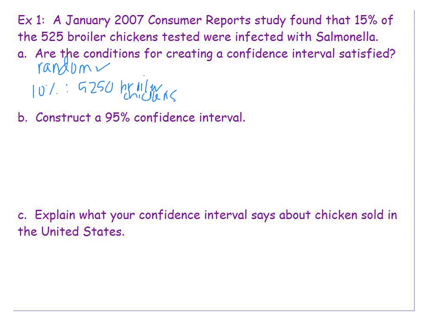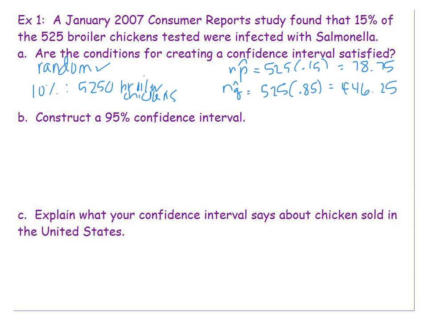What's the other piece? We got to check n p hat and n q hat. Well, 15% did have salmonella, so that's your n p hat. So 525 times 0.15, which I end up with 78.75, which is bigger than 10. n q hat would be 525 times 100 take away 15%, which is 85%, and I get 446.25. So I feel like all the conditions are met, so we're good to go.